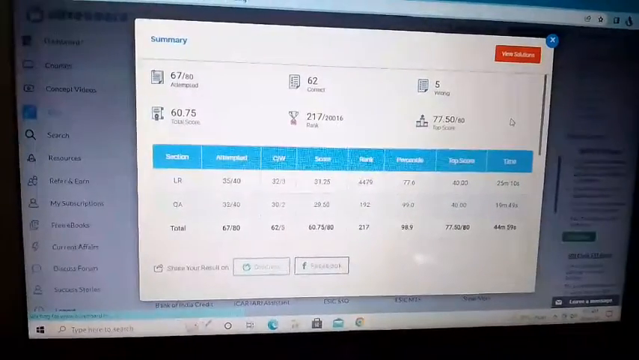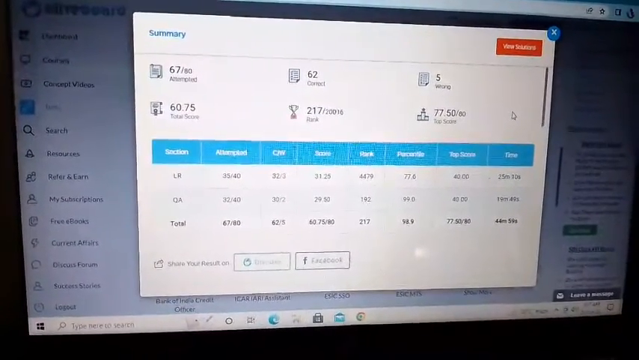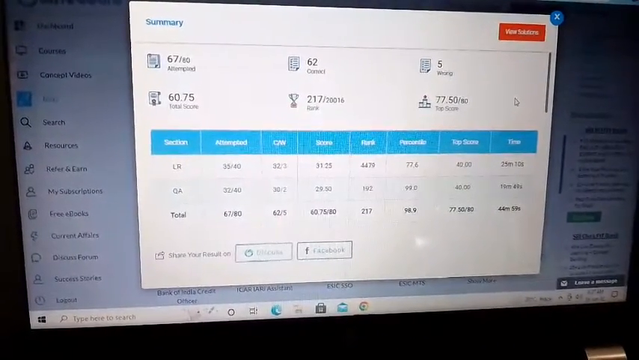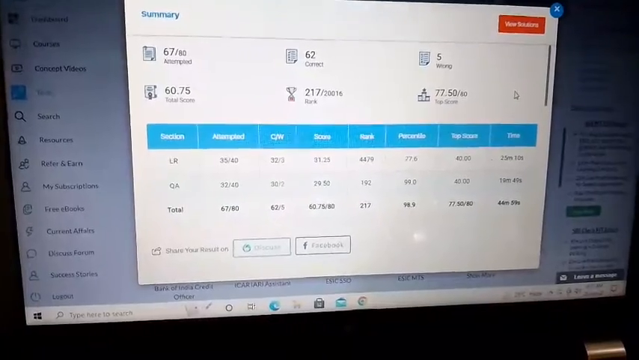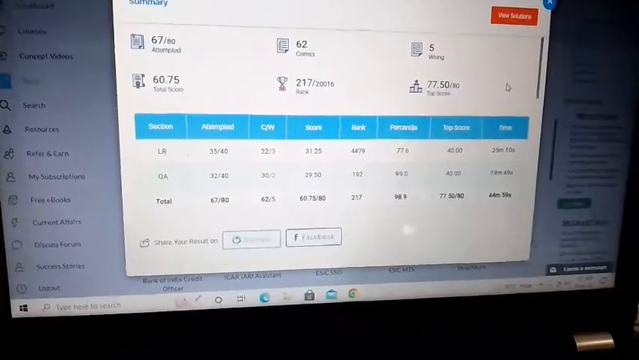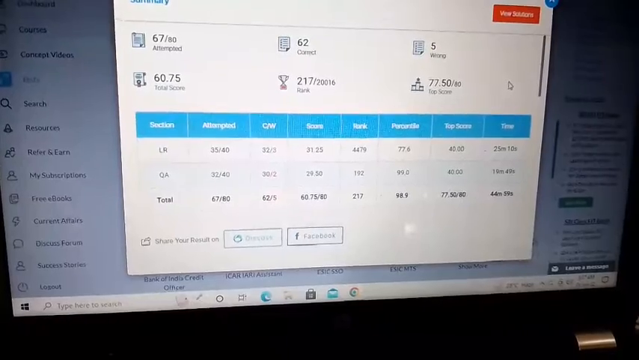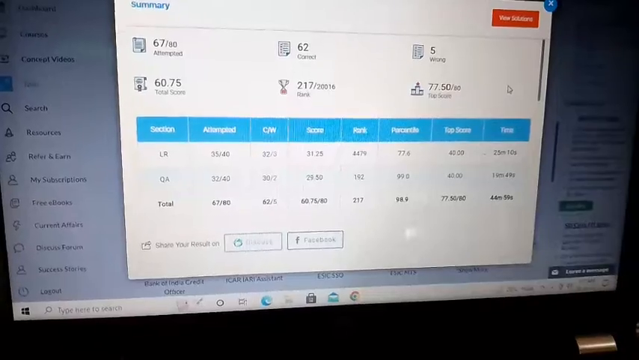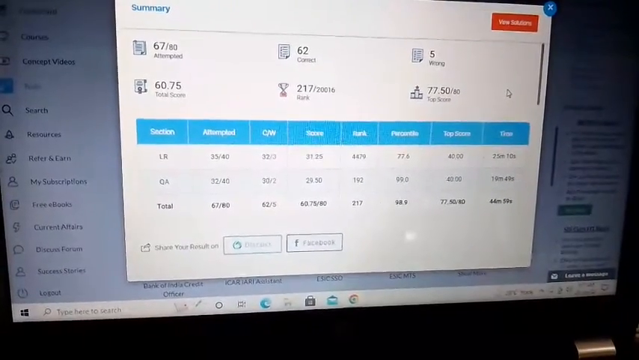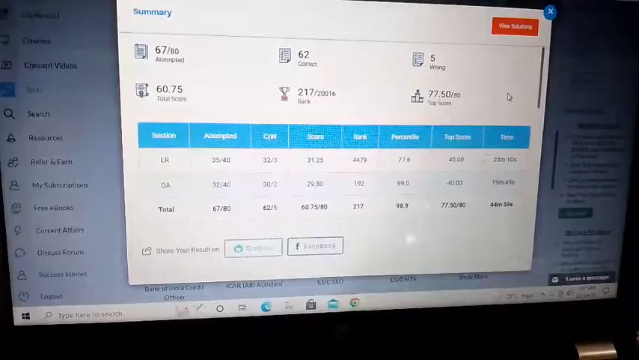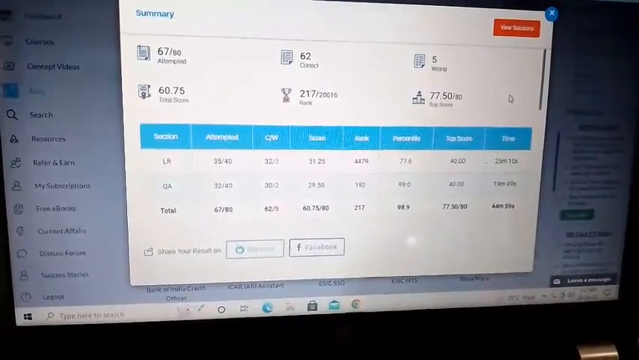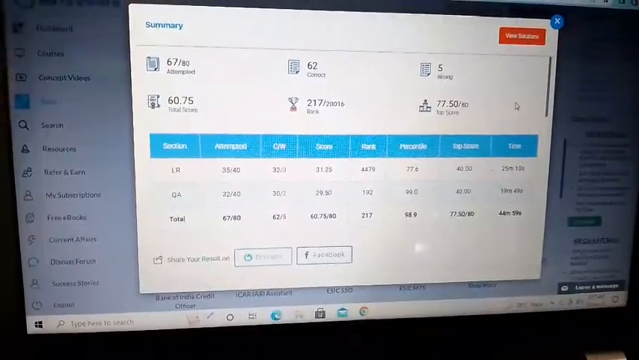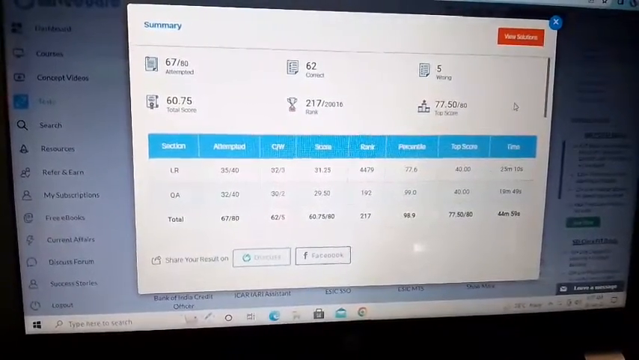Yeah, I attempted 67 questions, but unfortunately 5 questions I have done incorrect: 3 questions wrong from reasoning, and 2 questions wrong from quantitative aptitude. Basically, it happened because I tried to speed up my attempt, so that's why I made some silly mistakes. In the next mock test I will try to avoid this and focus on accuracy, because if accuracy is low in the prelims examination, then it's really too tough to clear the examination.